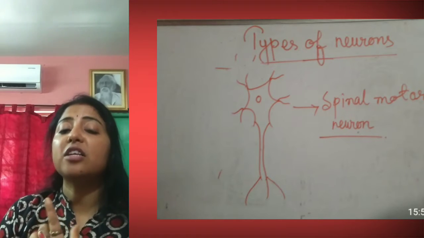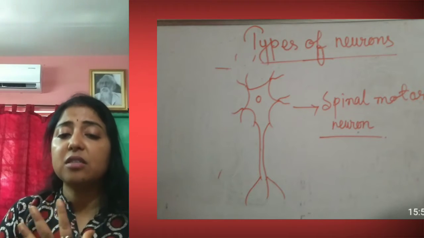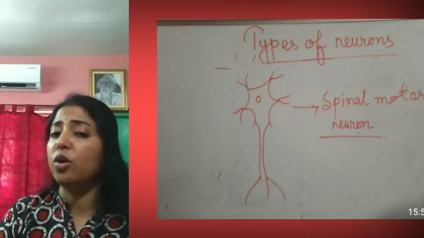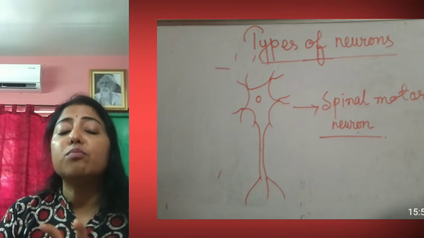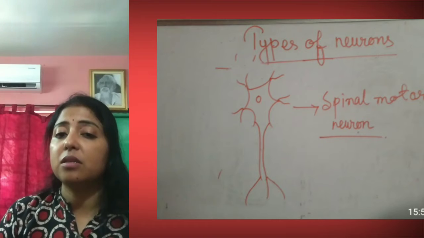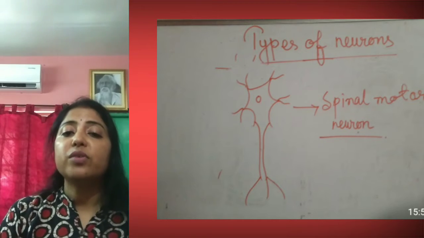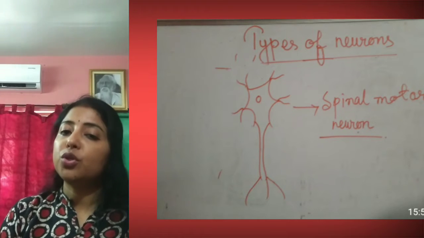And the last one is multipolar. That means multiple branches of dendrons are present, and also an axon is present. That is multipolar. Multipolar neurons we can see in the spinal motor nerves.